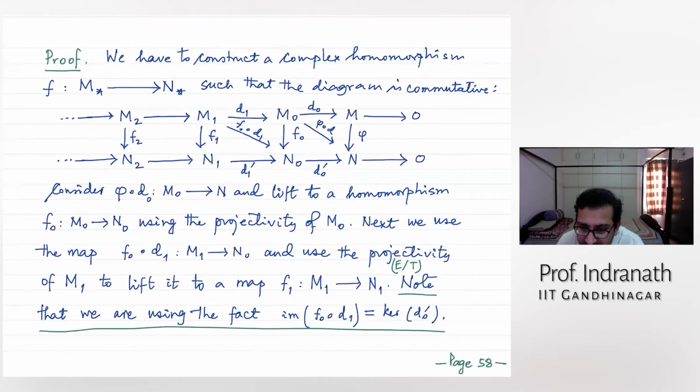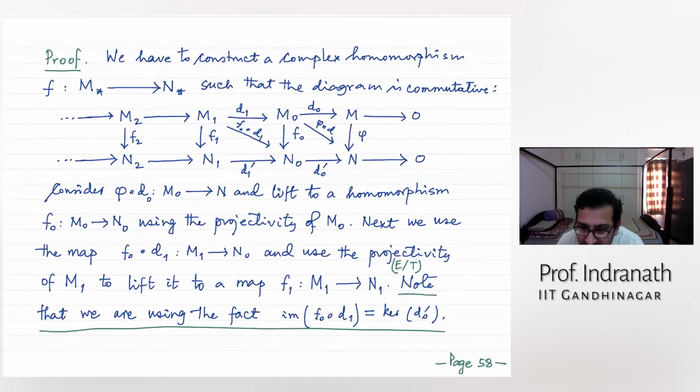That's why I anticipated, and I said just wait, let me finish. Exactly. Now, I have a question. If you are not able to follow, this question is kind of obvious, it has to come. Note that we are using the fact. Where are we using the fact? Where are we restricting F naught to kernel of D0 prime?